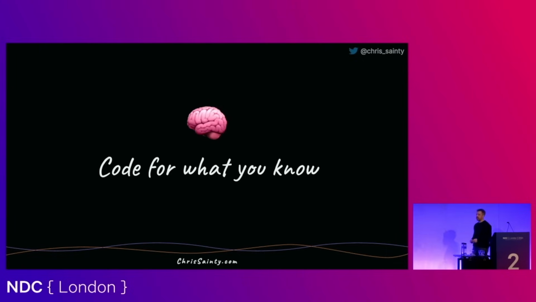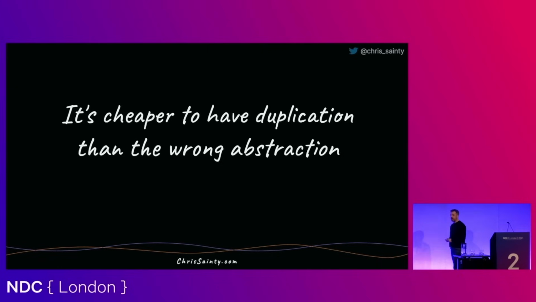And what I've found over the years is that it's far cheaper to have some duplication in the system than it is to have the wrong abstraction. I worked on a system very early in my career where some abstractions were put in place that quite literally crippled the system in later years. They were wrong, completely wrong, and ultimately they led to the death of the system because it became unable to change.